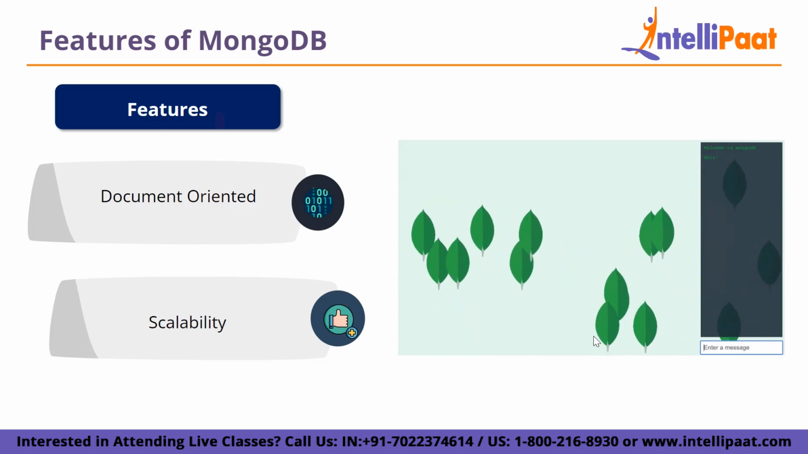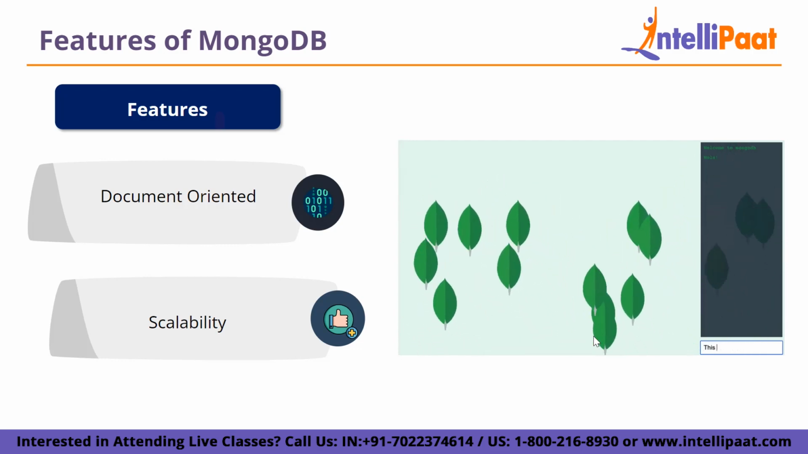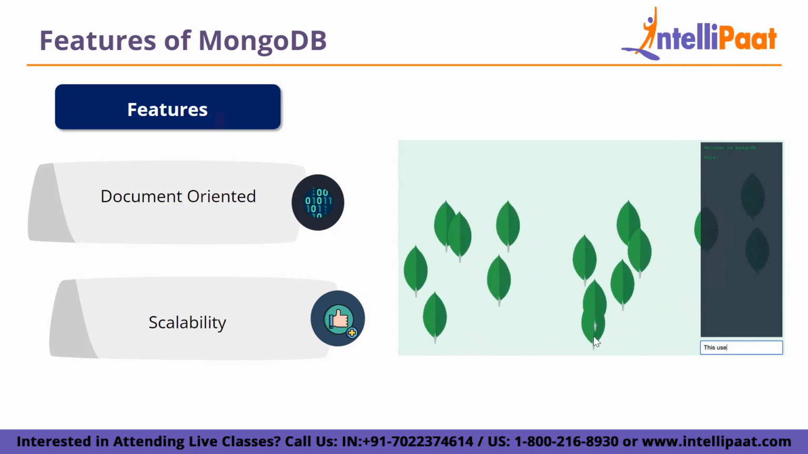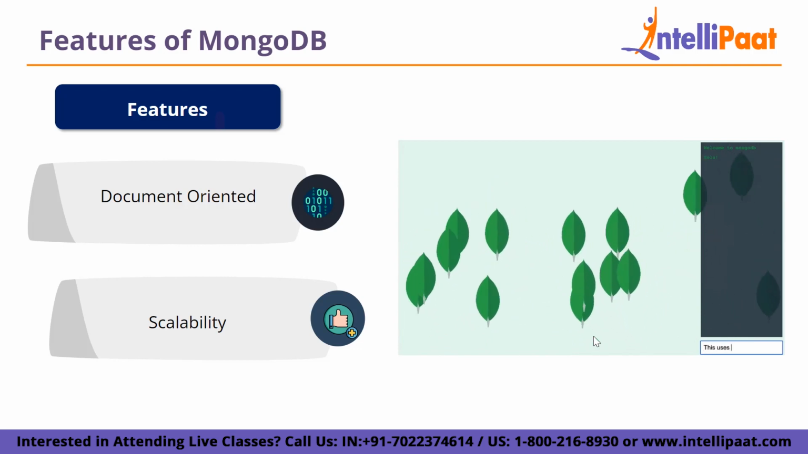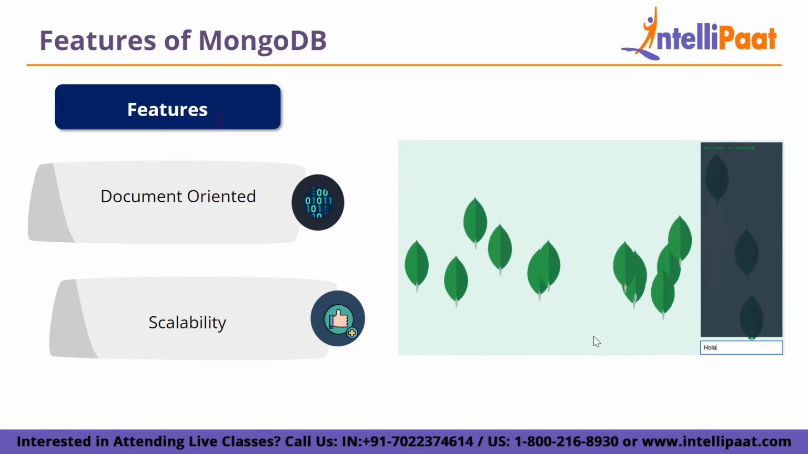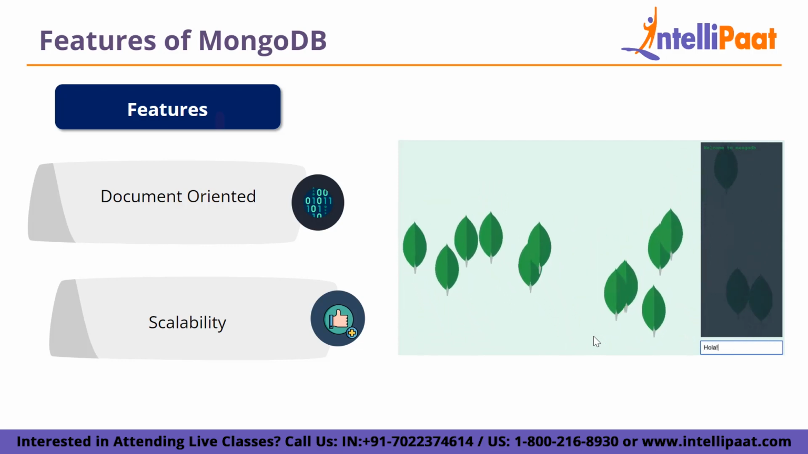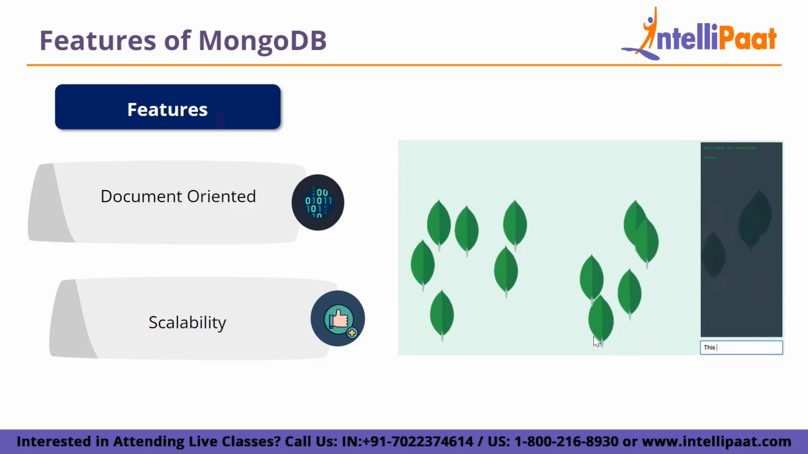Then we have scalability and high availability. MongoDB is actually designed to scale horizontally by distributing data across multiple servers or clusters. It supports automatic sharding, allowing you to handle large volumes of data and high traffic loads. And additionally, MongoDB provides built-in replication, thus ensuring high availability and fault tolerance.